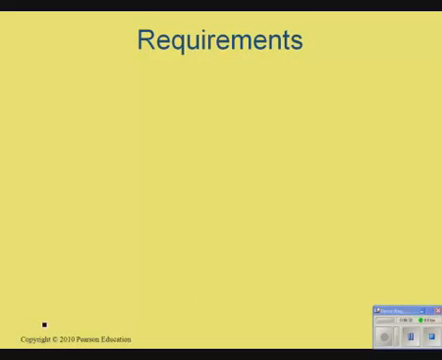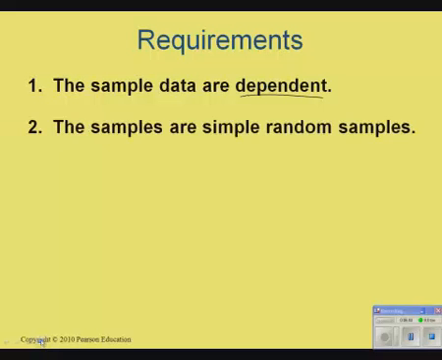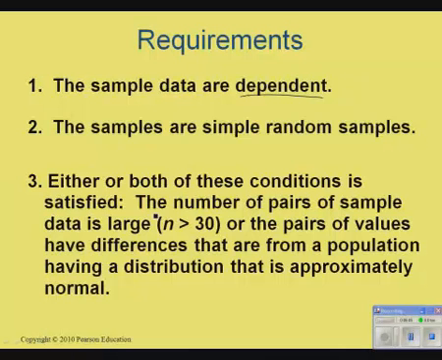Every time we do statistics, we have requirements. Here they are. We want the sample data to be dependent. The samples are simple random samples. That should almost go without saying. Either N is bigger than 30, or we know we have approximately normal distributions.